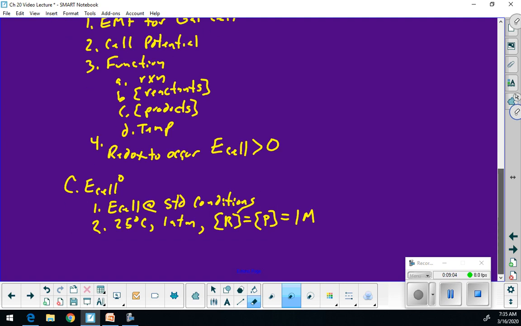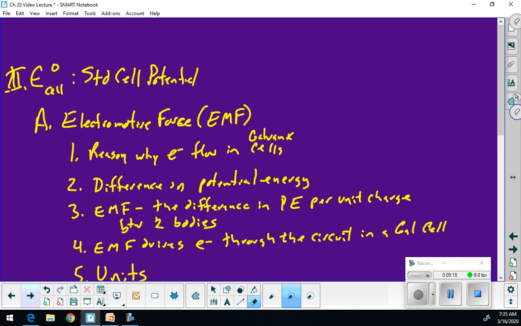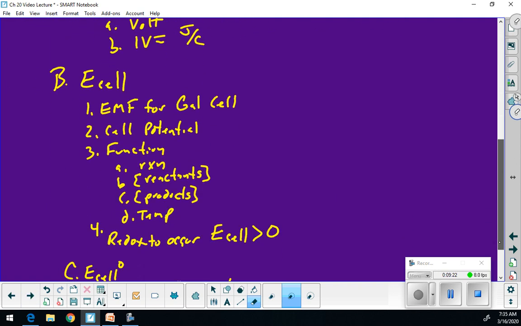By the way, why are we doing all this? Anybody recall? Well, we want to figure out what is the standard cell potential for a galvanic cell made up of iron 2 and nickel 2, right? So that's why we're going through all these notes so we can answer those questions.